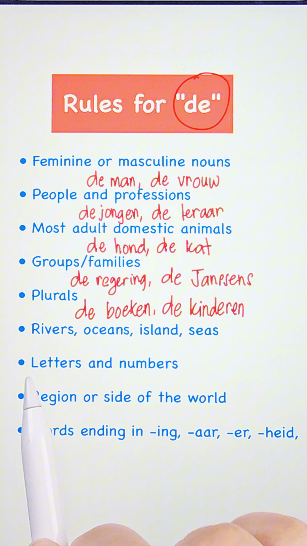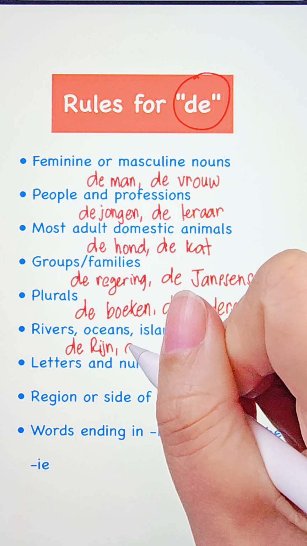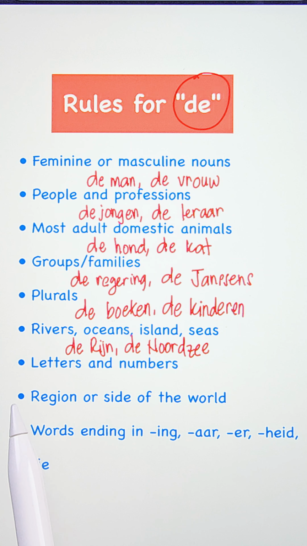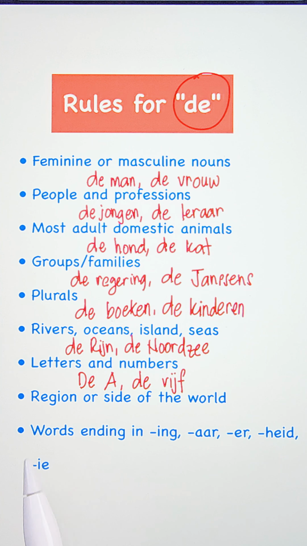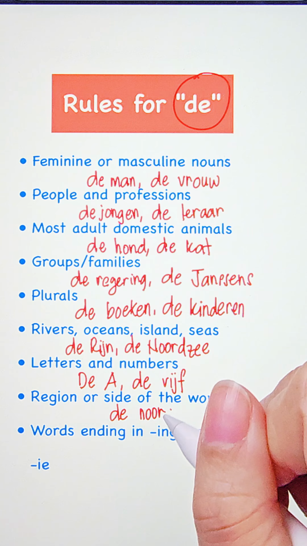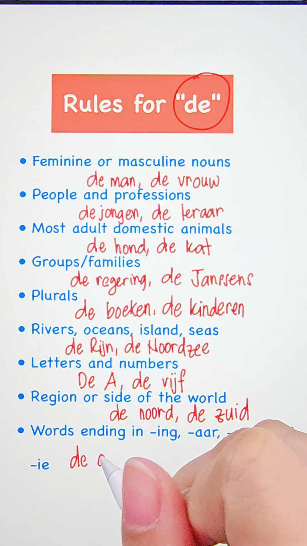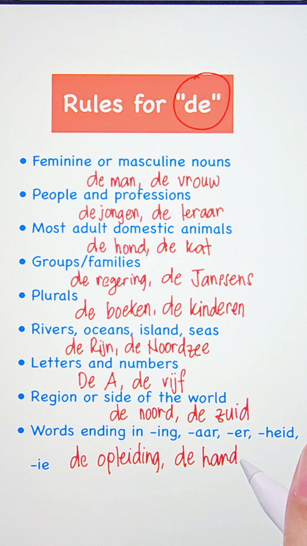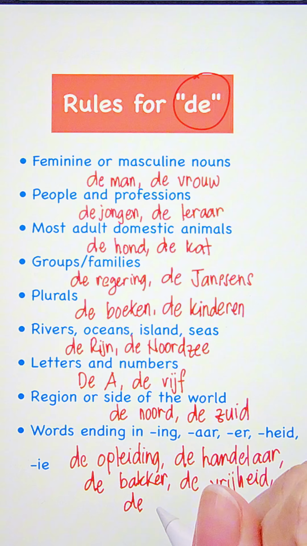It's also used for rivers, oceans, islands, and seas, like de Rijn, de Noordzee, and also used for letters and numbers, like de A, de 5. And it's also used when referring to a region or side of the world. For example, de Noord, de Zuid. Lastly, "de" is also used for words ending in -ing, -aar, -er, -heid, and -e. For example, de opleiding, de handelaar, de bakker, de vrijheid, de studie.